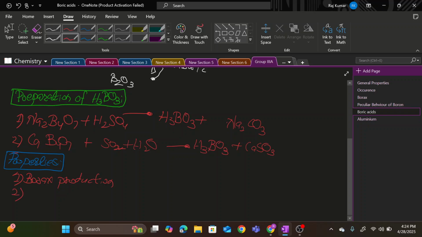Second property is that it can react with ethyl alcohol to produce ethyl borate, plus 3H2O.